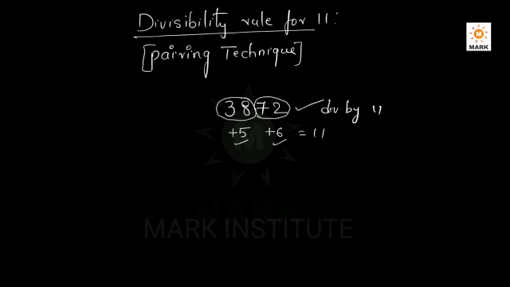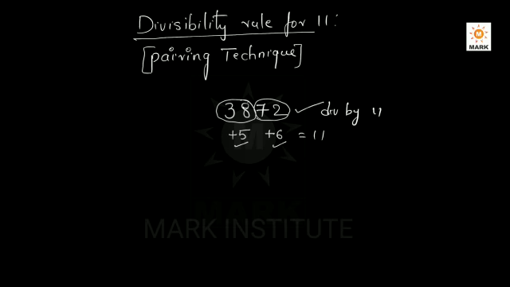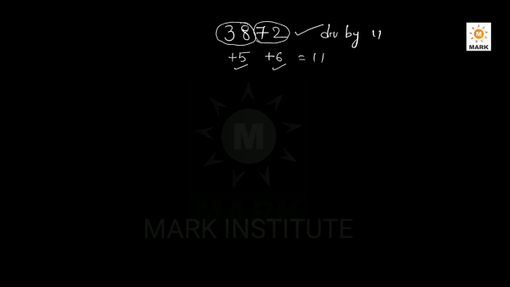This method is not only useful for remainders, we can also take the deficiencies. Suppose, my dear friends, I take the same 3872. I am making pairs of numbers. 38 is a pair, and 72 is a pair. You can take the deficiencies. Deficiencies are also called negative remainders.